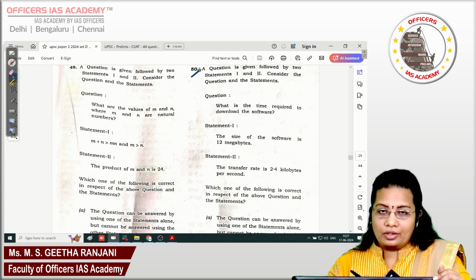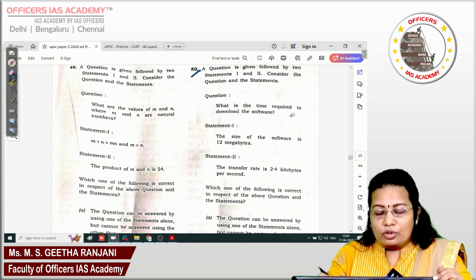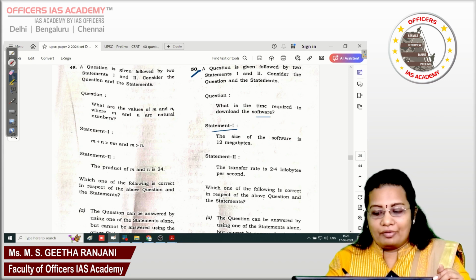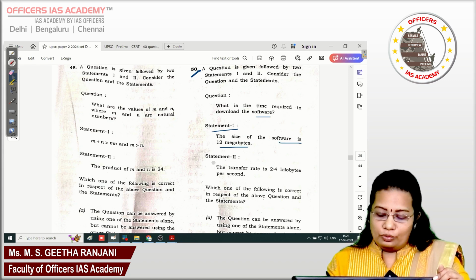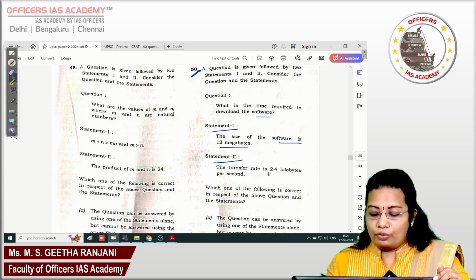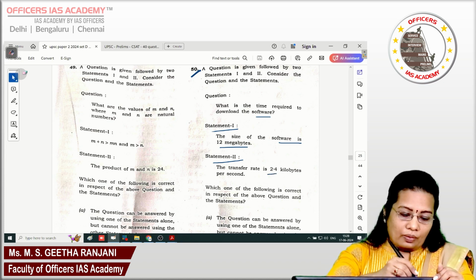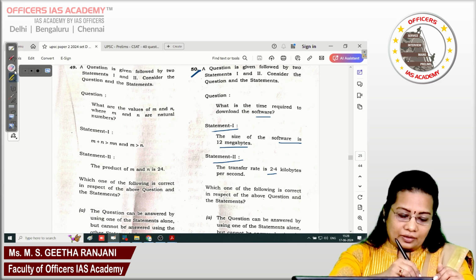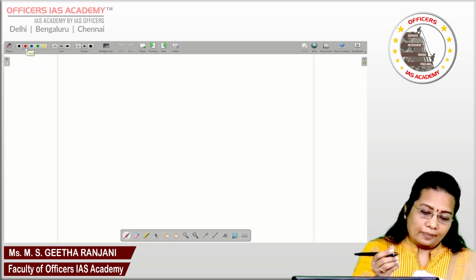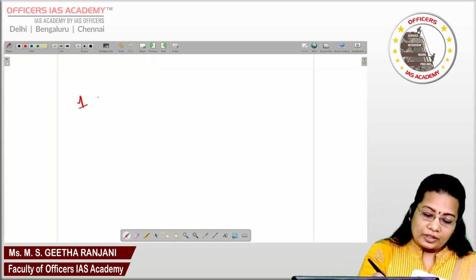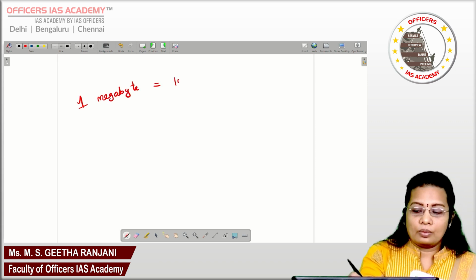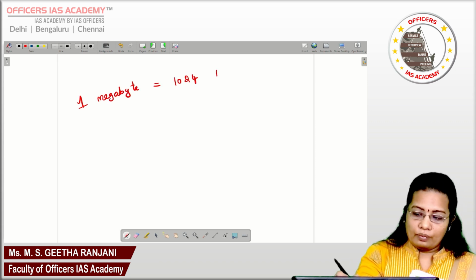Question number 50: What is the time required to download the software? Statement 1: the size of the software is 12 megabytes. Statement 2: the transfer rate is 2.4 kilobytes per second. Here we want to choose which option helps us. Given the term megabyte, 1 megabyte is equal to 1024 kilobytes.